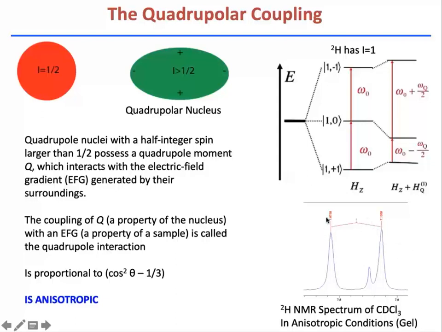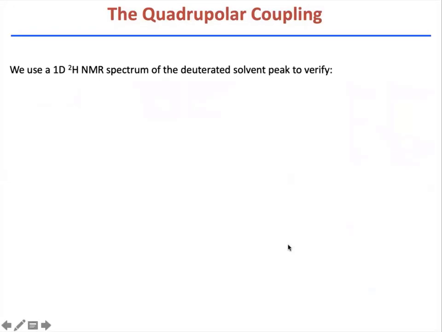Here is the deuterium spectrum, with the quadrupolar coupling of the solvent, chloroform, in a gel. I will show you more in the next slide.